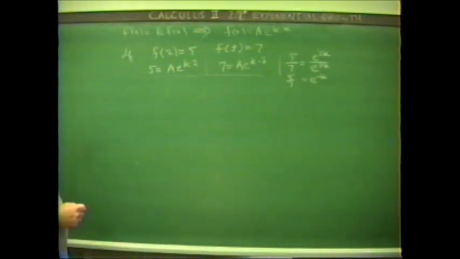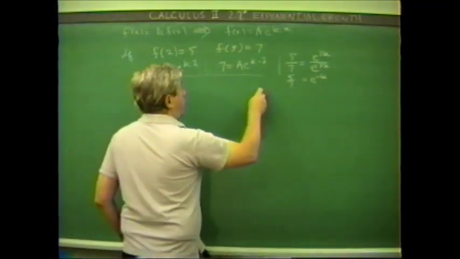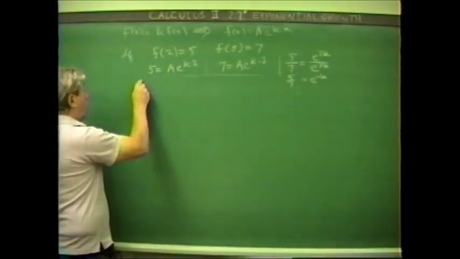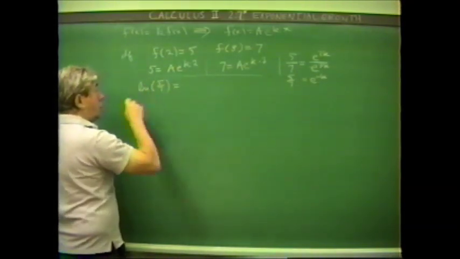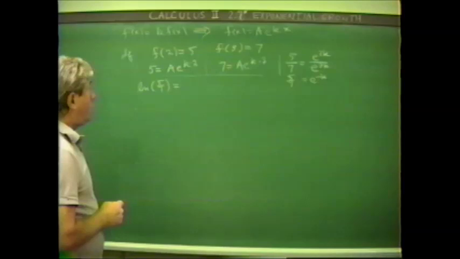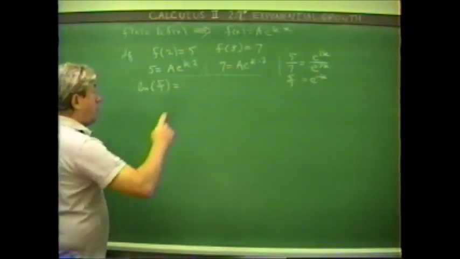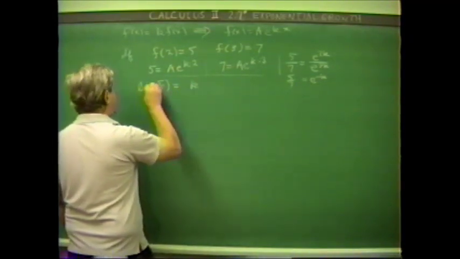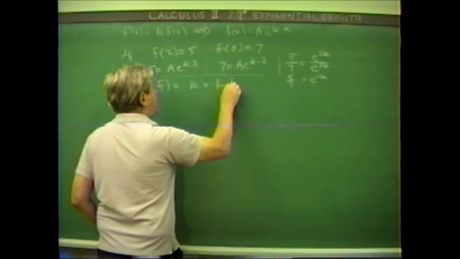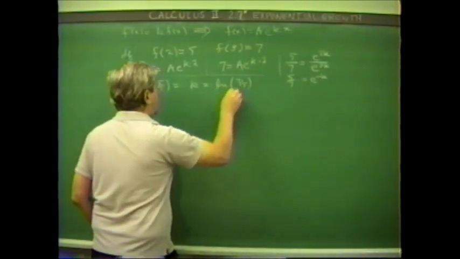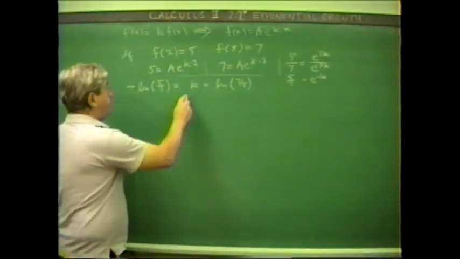And now we're taking the logarithm of both sides. We get that the logarithm of 5/7 is equal to minus k, so that k is equal to minus the logarithm of 5/7. That's to say, it's the logarithm of 7/5. Rules for logarithms. So now we know k.